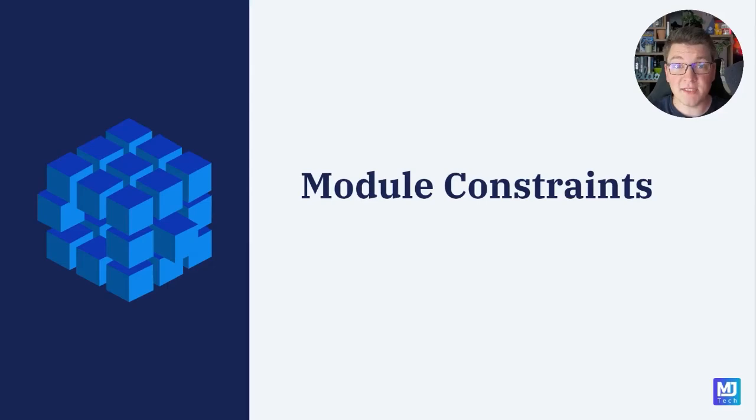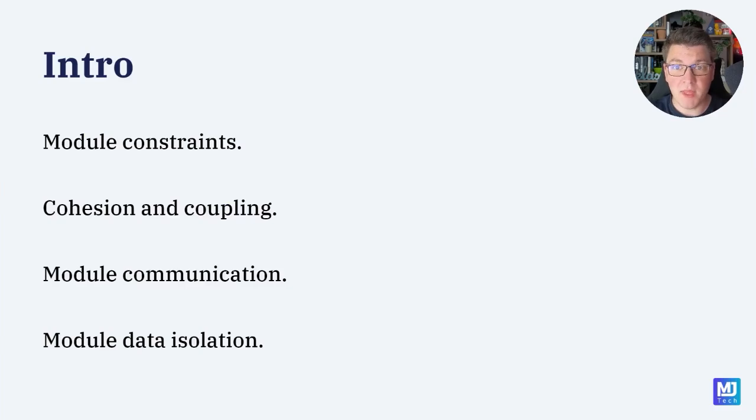Welcome to the next lesson in this chapter, Module Constraints. Here's a quick rundown of what we are going to cover inside of this lesson. We're going to talk about module constraints, which is also the title of this lesson. I'm also going to discuss the concepts of cohesion and coupling and how they change over time and affect our software development process. We are also going to talk about module communication and module data isolation.